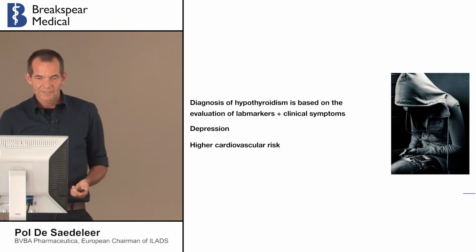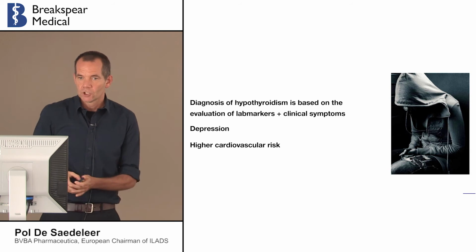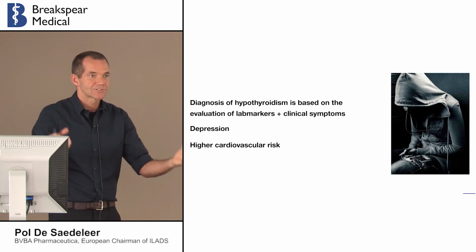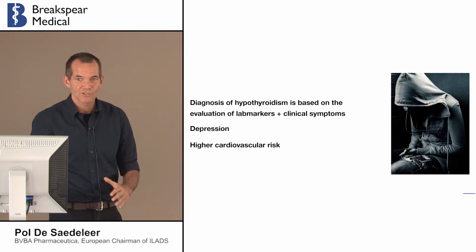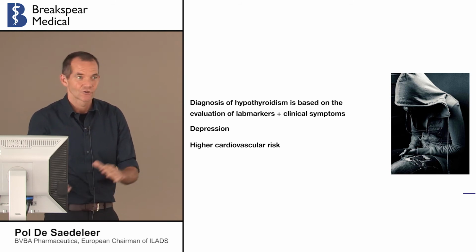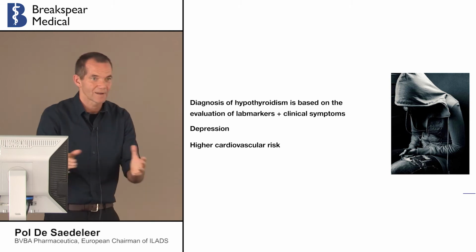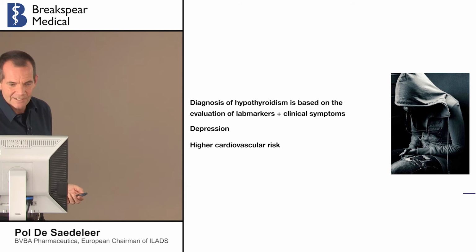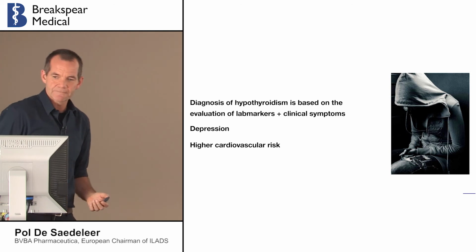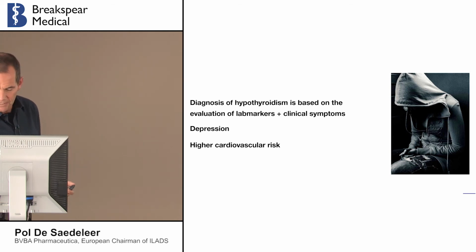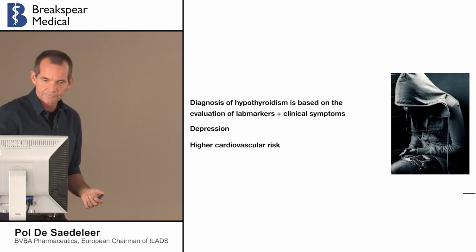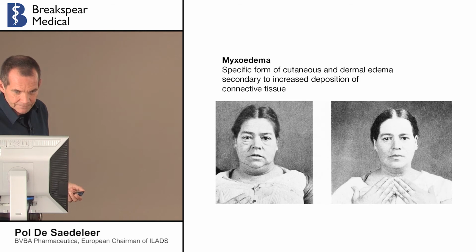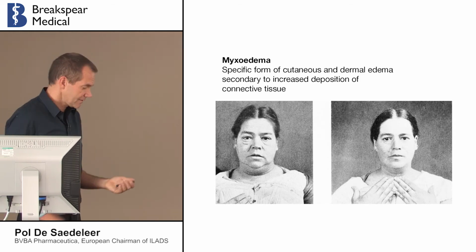Now, poor thyroid activity should always be diagnosed based on the symptoms and based on the lab results. It's impossible to have a good diagnosis just by checking lab results or just by checking symptoms. We need both. Now, what clinical symptoms do we often see in reduced thyroid activity? Depression, higher cardiovascular risk, myxoedema, very typical.